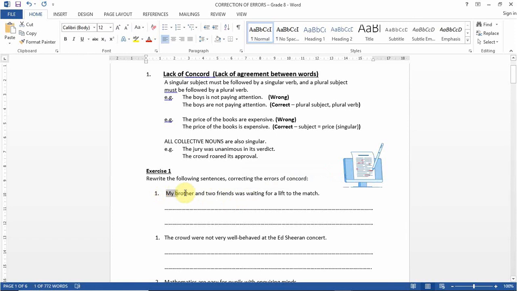So let's take my brother and 2 friends and let's make it they. They was waiting for a lift. That's not going to work. They were waiting for a lift. So were is going to be the correct verb here, or the correct auxiliary verb.